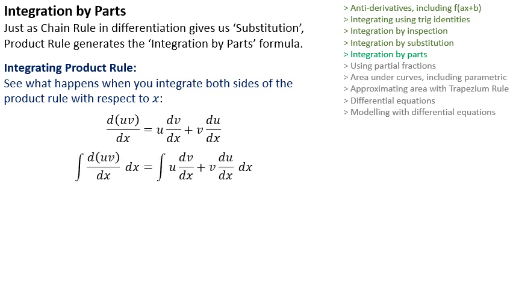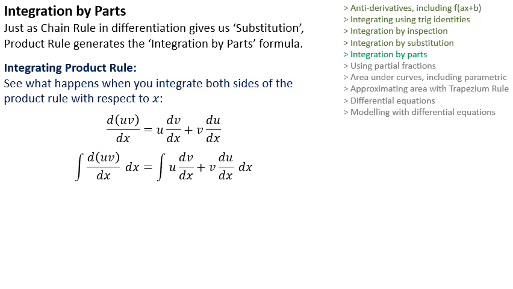Now, if you integrate the left-hand side, because the left-hand side is a single term, which is itself a derivative with respect to x, everything kind of cancels out and you get right back to uv. On the right-hand side, you've got two separate terms, each of which is a product of u dv by dx or v and du by dx. So it's two things multiplied together.